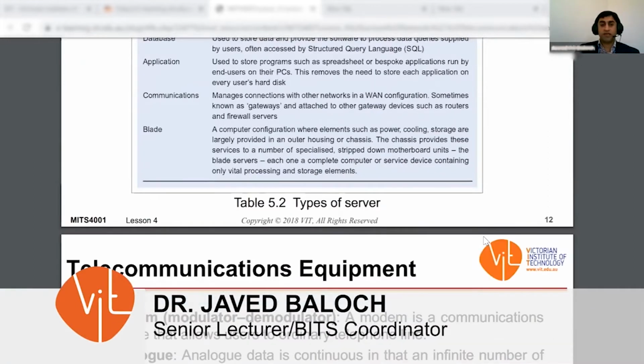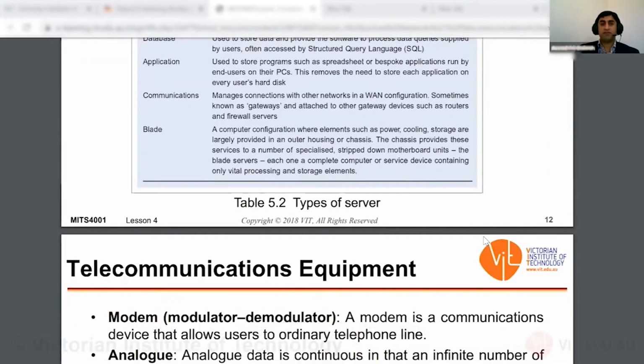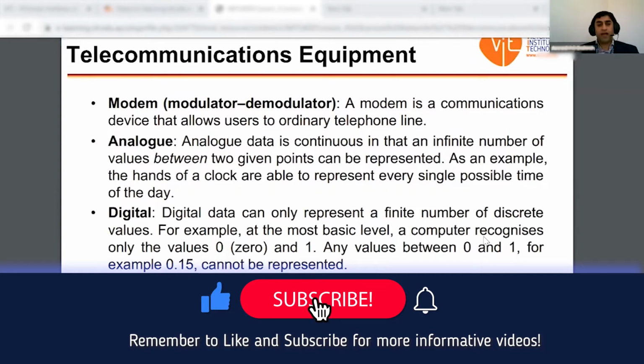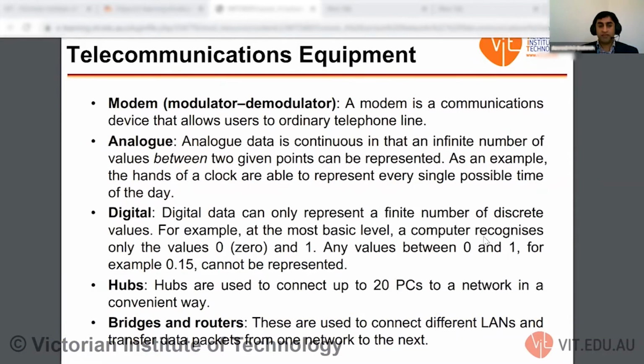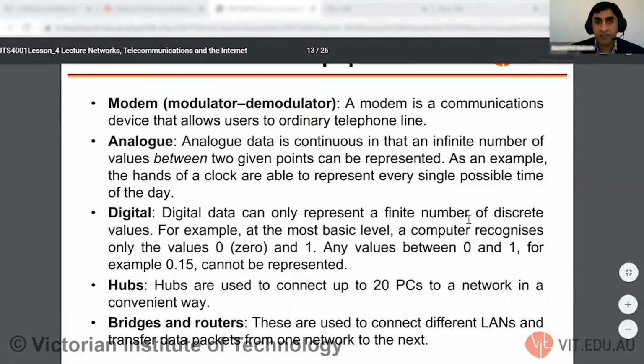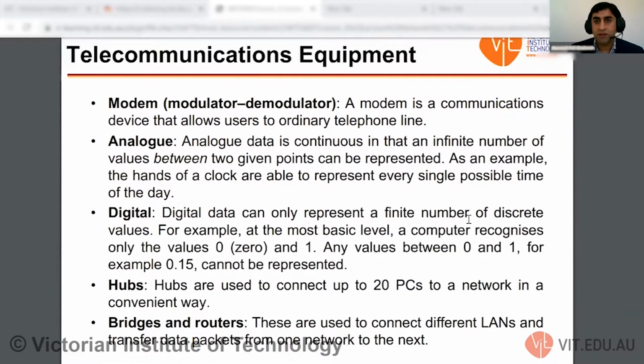So from the telecommunication perspective, telecommunication equipment, we have modem. Modem is modulator, demodulator. Normally the modem is connected to our telephone line or to the fiber optics that's running outside our home. So normally the modem is used for modulation and demodulation.